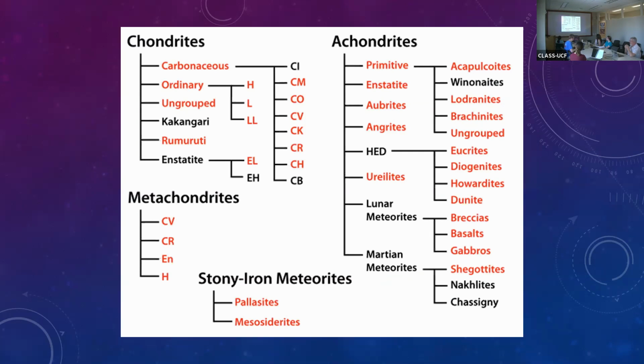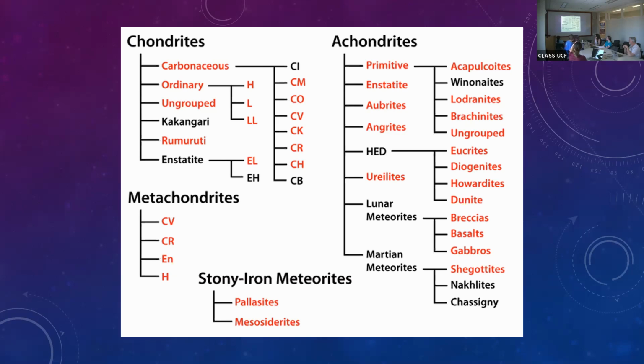This is just a breakdown of the primitive and differentiated. So you have the chondrites: the carbonaceous, ordinary, and enstatite. Ordinary is broken down into smaller groups: H, L, LL. You have the stony iron with the pallasites and the mesosiderites. The achondrites, we have primitive achondrites. It's on the next slide.